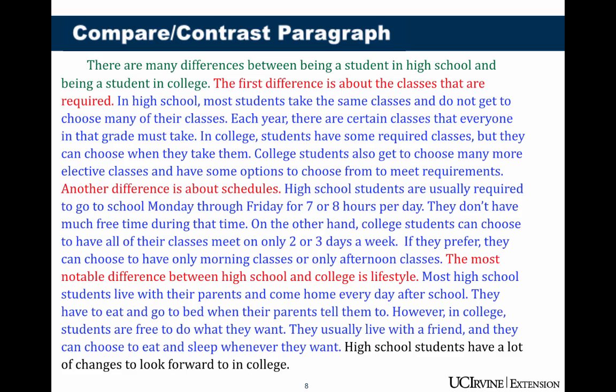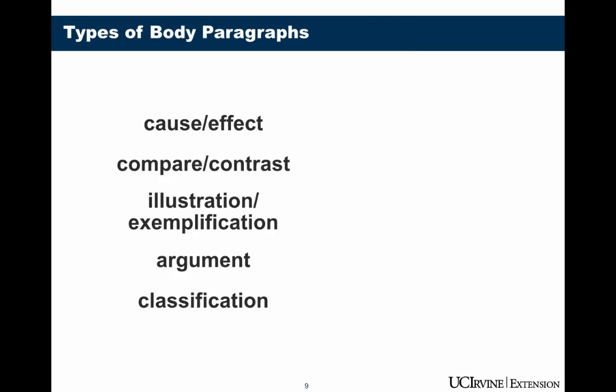So you should start to see that these paragraph types follow the same structure that you've already learned for body paragraphs. You need a topic sentence that supports the thesis, and you should have several supporting ideas. Then you should have several details and examples that are very specific and help develop the paragraph. That same structure is used for cause-effect, compare-contrast, illustration, which is sometimes called exemplification, argument paragraphs, and classification paragraphs.